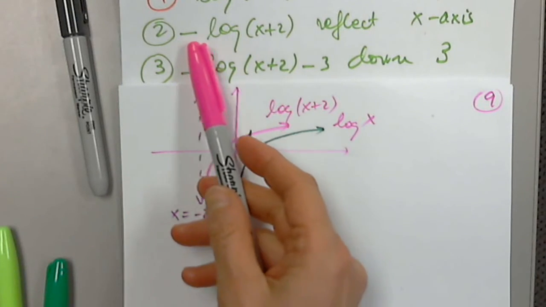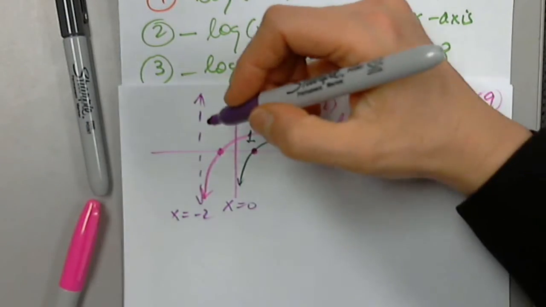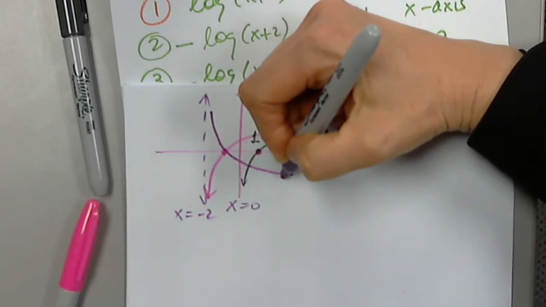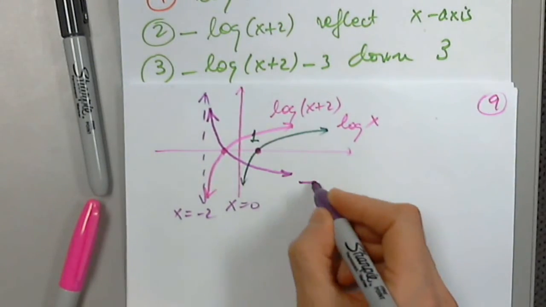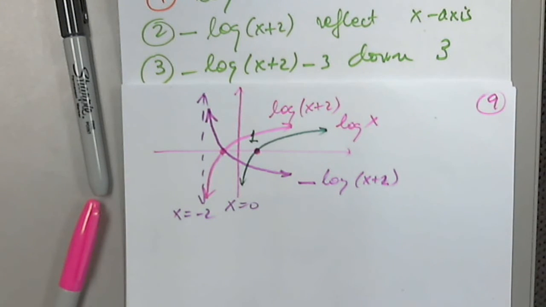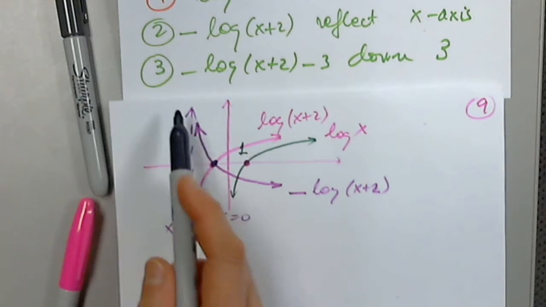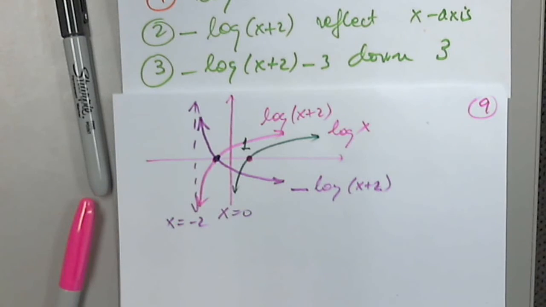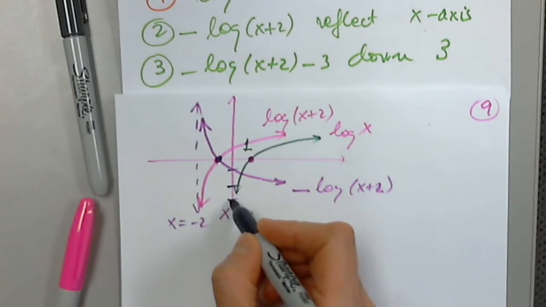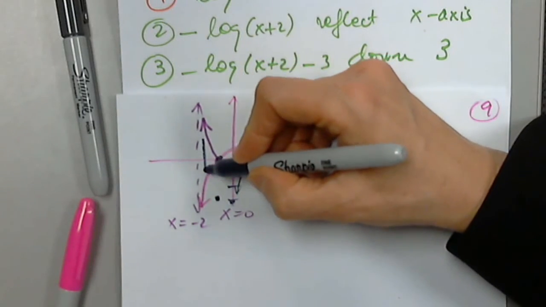Okay, so now I have to reflect. I'm reflecting with respect to the x-axis. So this is negative log x plus 2. Final step. What do I do next? Here's my marker, and this is my graph. What do I have to do to it to get the final graph? Very good. So 1, 2, 3. So right here.